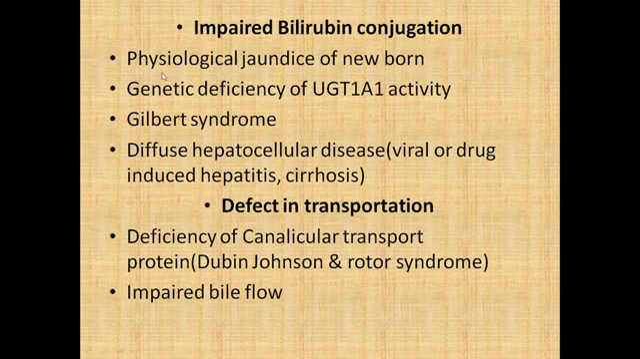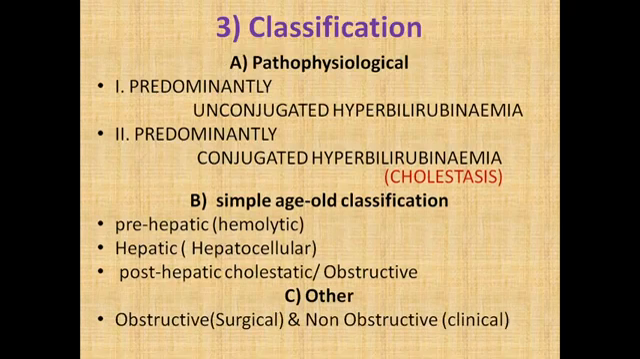Third step, 3A: either physiological jaundice of the newborn, genetic deficiency of UDP glucuronosyltransferase, Gilbert syndrome, diffuse hepatocellular disease, either viral hepatitis, drug induced hepatitis, or cirrhosis. And 3B, defect in transportation: either deficiency of canalicular transport protein in case of Dubin-Johnson and Rotor syndrome, or impaired bile flow due to any extrahepatic obstruction, which leads to conjugated hyperbilirubinemia. Now we will proceed after completing the causes and normal bilirubin metabolism.